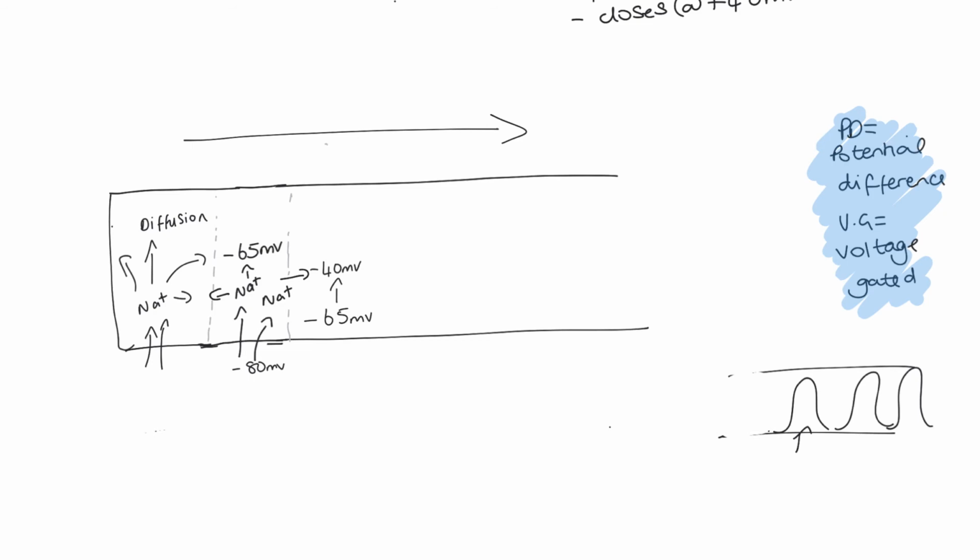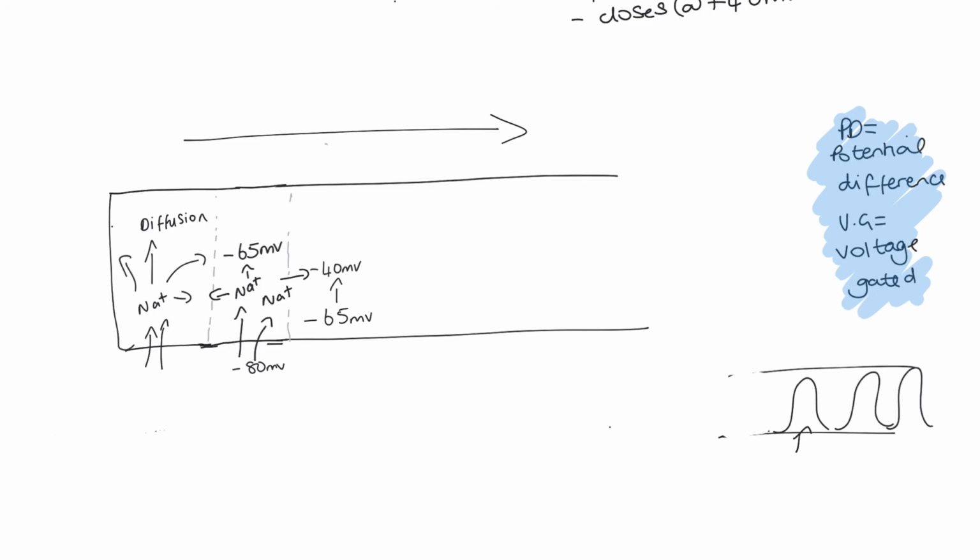So the refractory period can be split into two phases. The first is the absolute refractory period, during which time it's absolutely impossible to create a new action potential. And the second is the relative refractory period, where technically you could generate a new action potential, but you would have to have a very, very high intensity stimulus in order to generate that action potential.